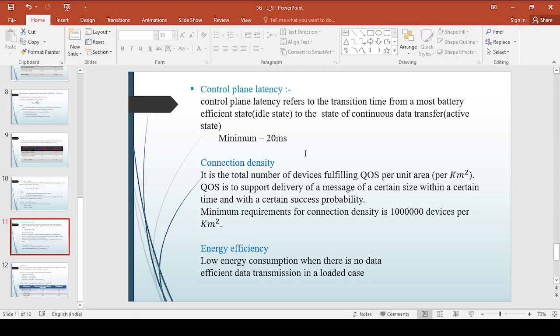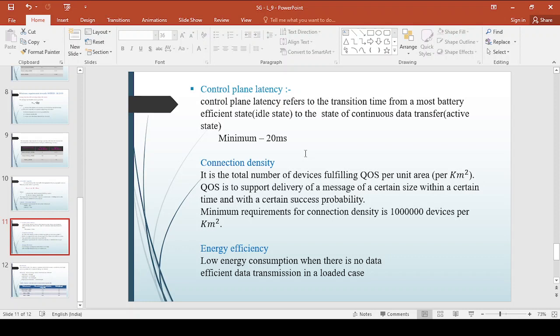Now coming to the other plane latency, that is control plane latency. Control plane latency is the transition time from idle state to active state. The minimum requirement of control plane latency is 20 milliseconds. That means 20 milliseconds is the minimum requirement in order to transit from idle state to active state.